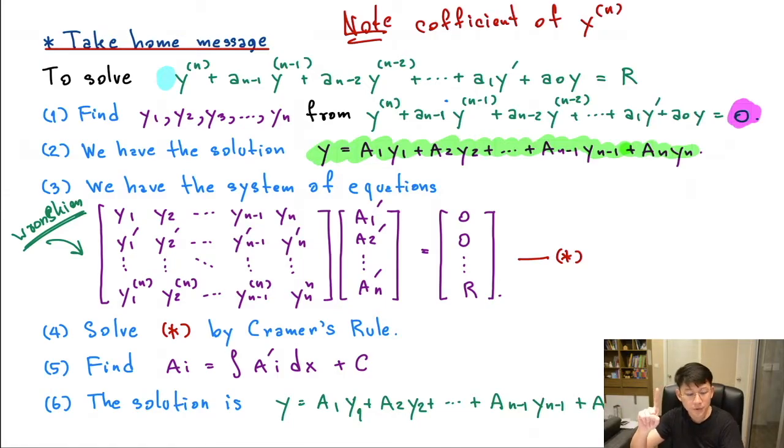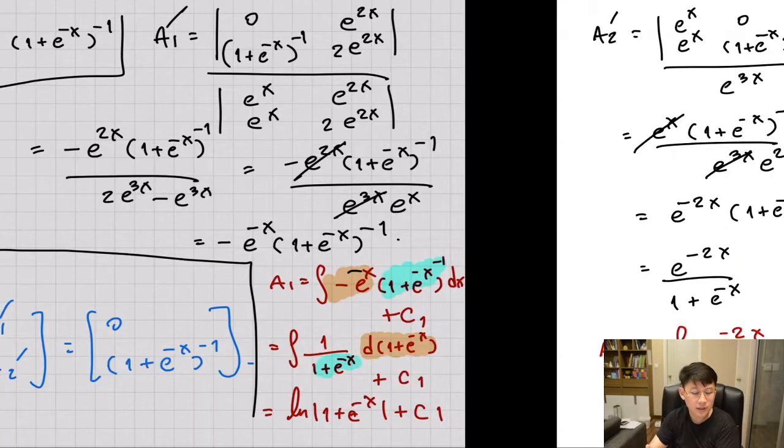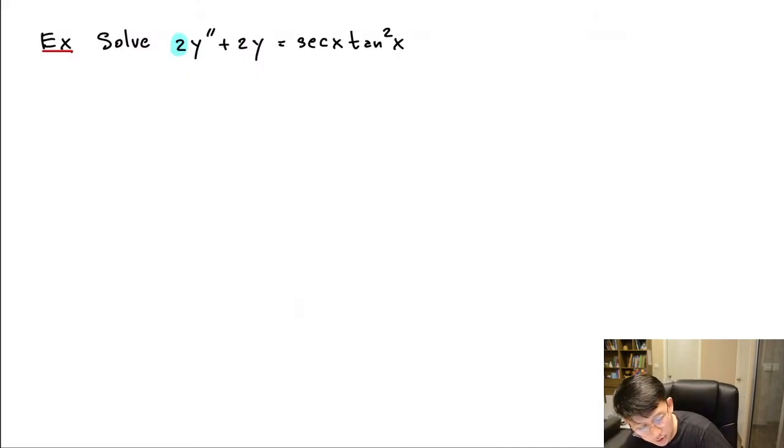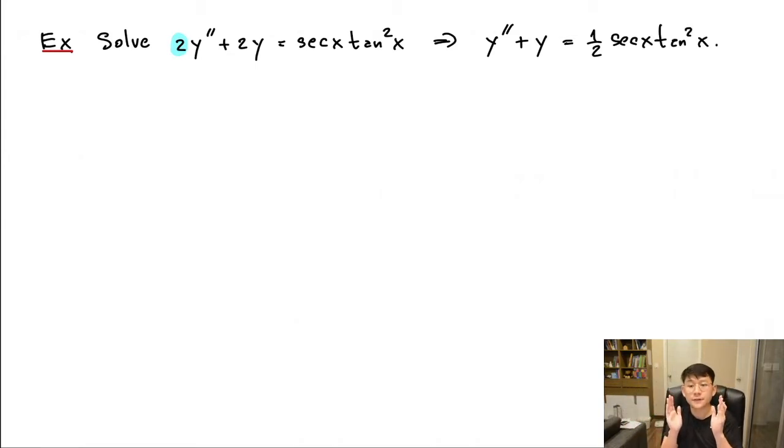So the first thing you need to do for this question is change it to y double prime plus y equals 1/2 of sec x tan squared x. That is the first thing you need to do. If you don't do this, it's going to be a really huge mistake because you'll be spending lots of time solving it without doing what you should have done first. After that, we get back to our steps.